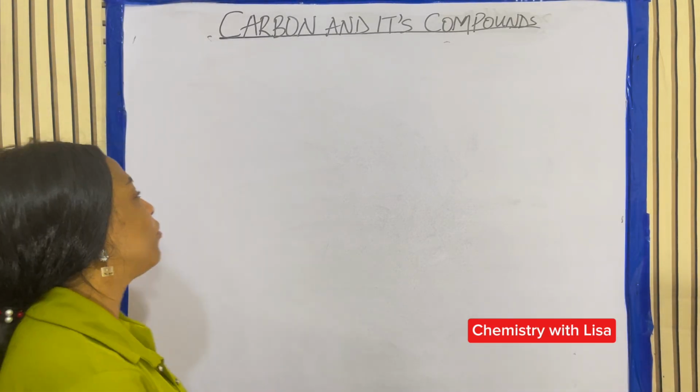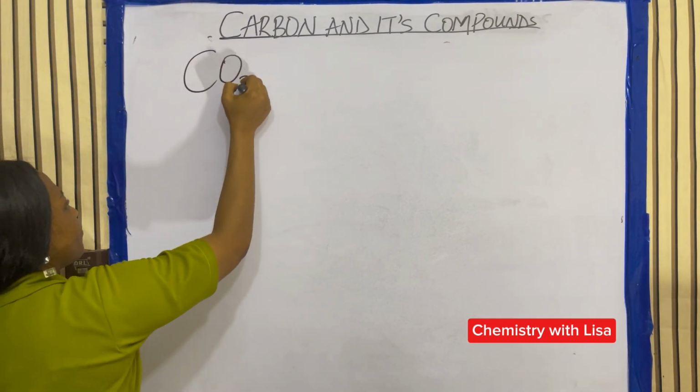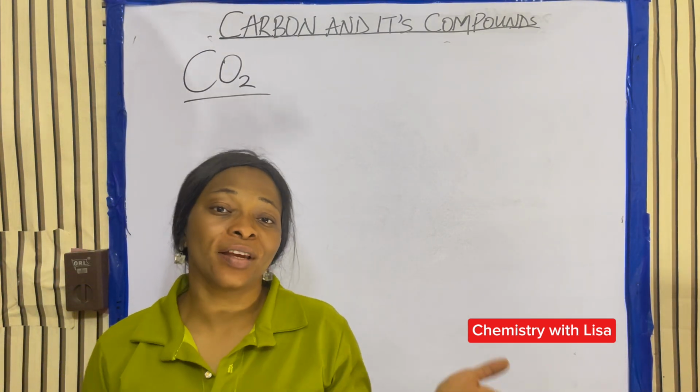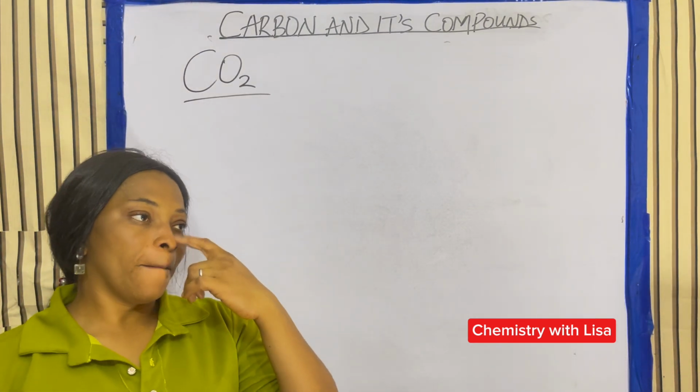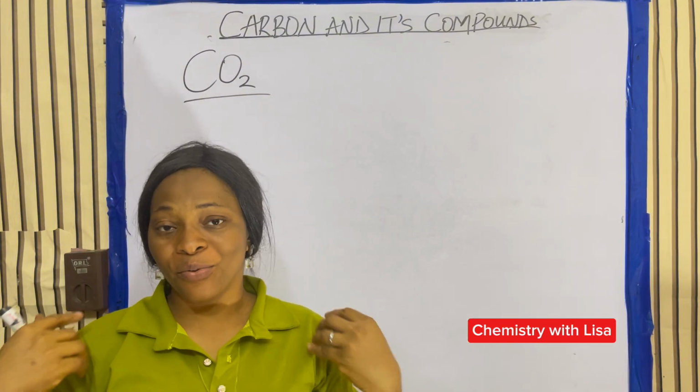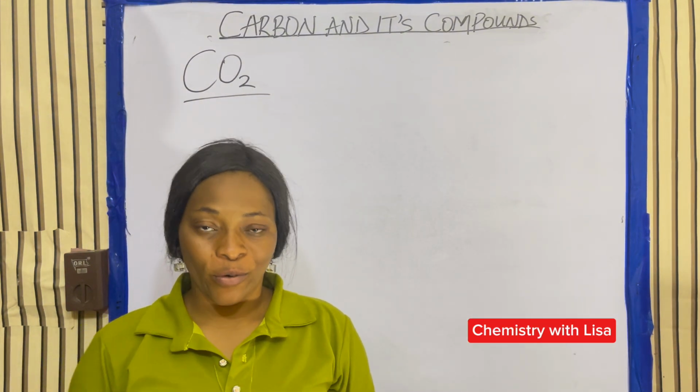Okay, so let's look at carbon dioxide. Now, carbon dioxide is naturally occurring in the atmosphere. Plants breathe in carbon dioxide, animals breathe out carbon dioxide.